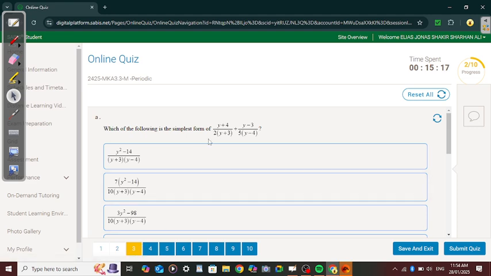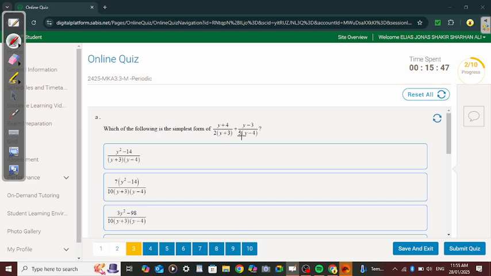Okay, what's the simplest form of (y + 4)/(2y + 3) + (y − 3)/(5y − 4)? Here, to get the same denominator, we multiply the denominator of the first fraction by the numerator and denominator of the second fraction, and the denominator of the second fraction by the numerator and denominator of the first fraction. First off, let's just find the common denominator.